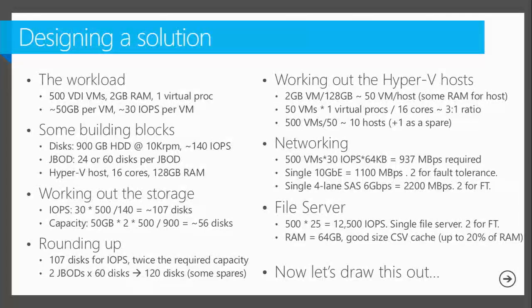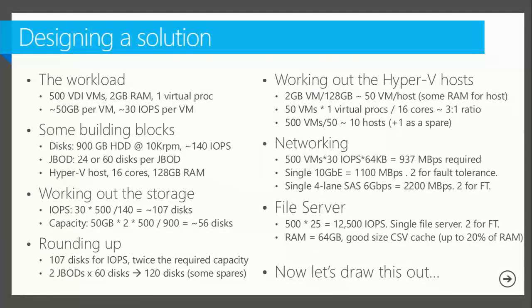That's per IOPS. If you're thinking capacity, I have 50 gigs per VM times 2. Why? Because it's mirrored, right? Times 500 VMs divided by 900. And say, Jose, 900 gigs actually only give you 850-something usable. Do your math. This is just an example, okay? And you get about 56 disks. So what do you go with? 107 disks because of IOPS or 56 disks because of capacity?